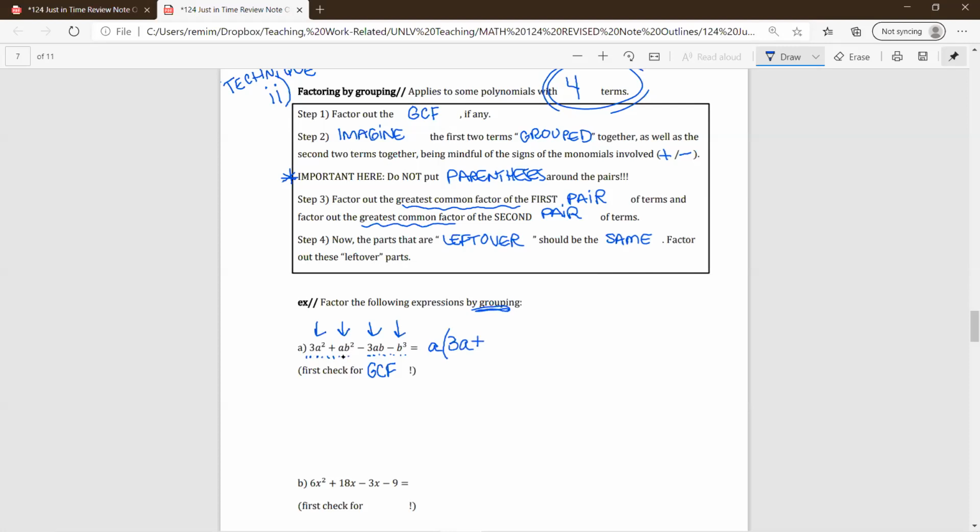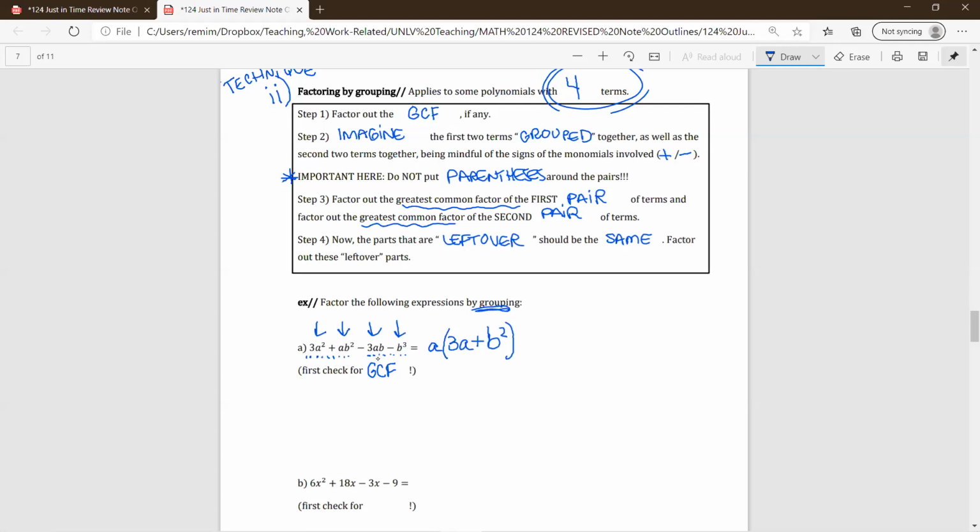Move on to the second term. If we divide this second term by a, divide that a out, the a's go away and we're left with a b squared. So I'm going to put b squared. Close it. So we're done with the first pair of terms. Now move on to the second pair of terms and be mindful of the signs. So we have a minus 3ab and a minus b cubed.